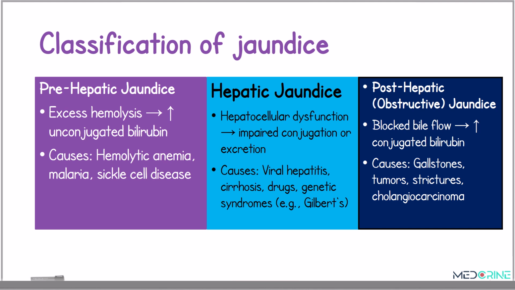Lastly, post-hepatic or obstructive jaundice results from mechanical blockage of the bile flow. Conjugated bilirubin cannot be excreted and is regurgitated back into the bloodstream, and the causes for post-hepatic jaundice include gallstones, cholangiocarcinomas, pancreatic head tumors, and strictures of the bile ducts.